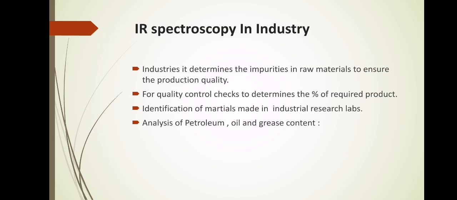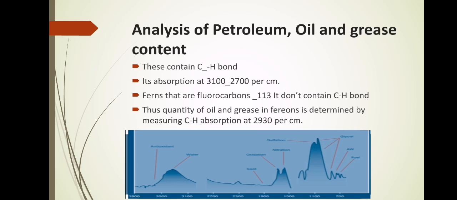Infrared spectroscopy in industry. Industries use it to determine impurities in raw materials to ensure product quality, for quality control checks to determine the percent of required product, for identification of materials made in industrial research labs, and for analysis of petroleum, oil and grease content.